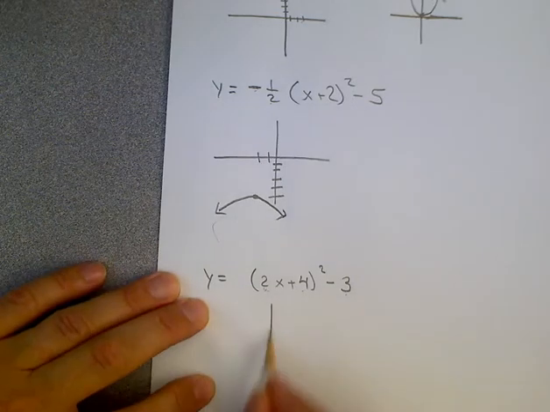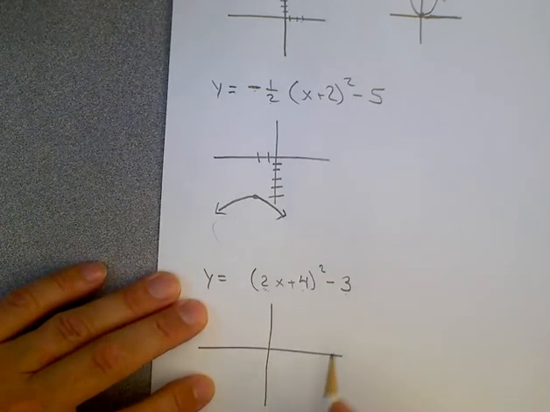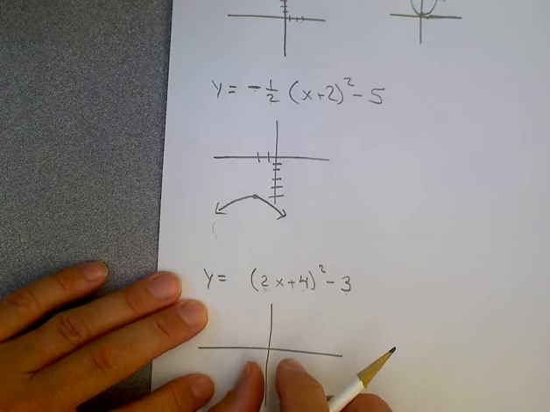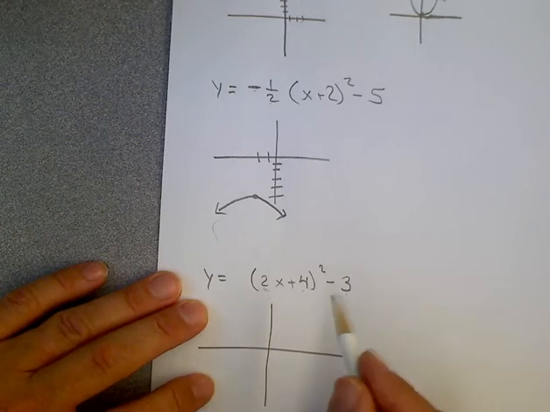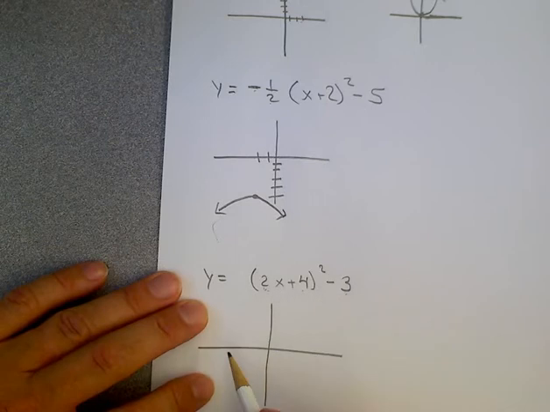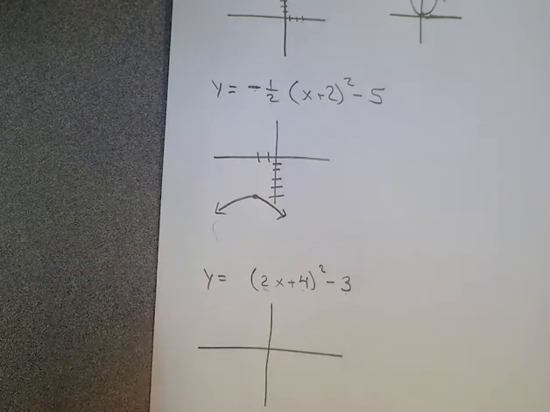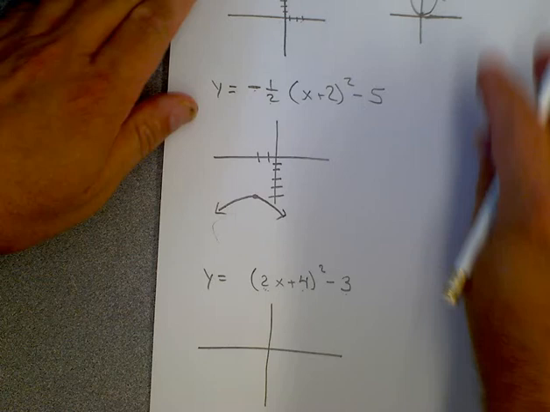Now the question comes in then, what do I do first? Do I squish it first and then shift it around? Or do I move it left first and then squish it? Sometimes it won't matter, especially on the easier transformations.